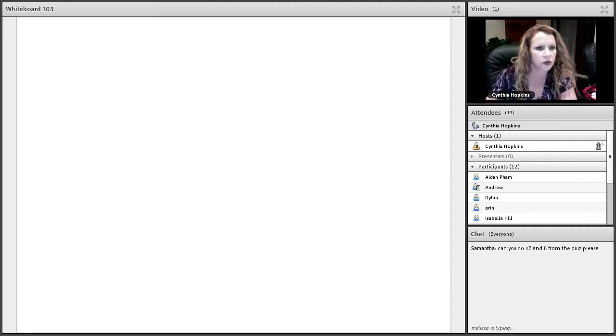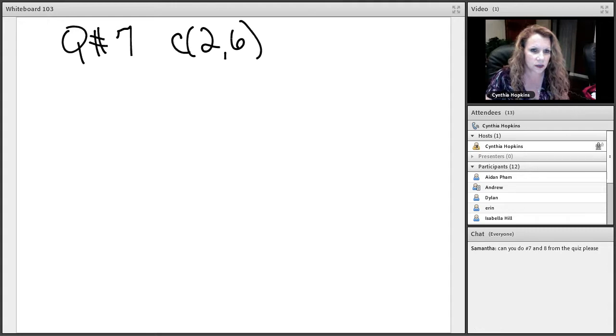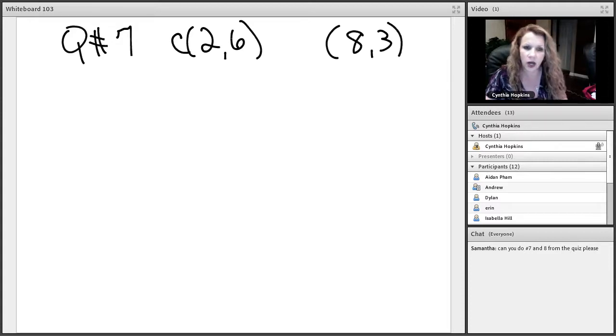All right, so number 7 from the quiz is asking us to write the equation of a circle. Here's what they tell us about the circle. The center is (2, 6). Put C for center. And then it says it goes through the point (8, 3). So that point (8, 3) is a point on my circle, and (2, 6) is the center.